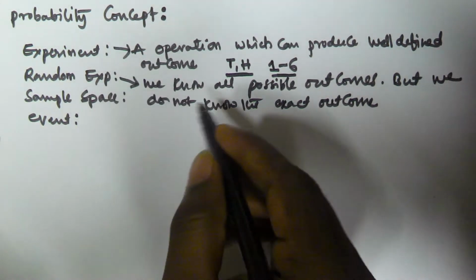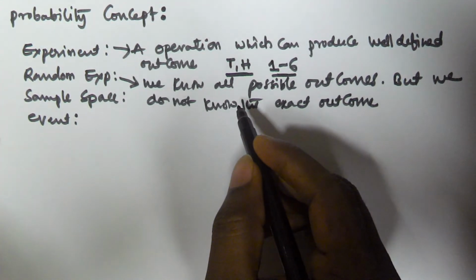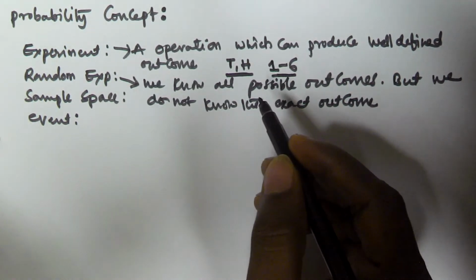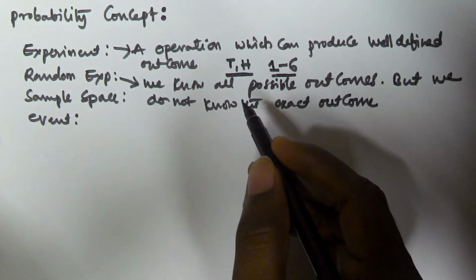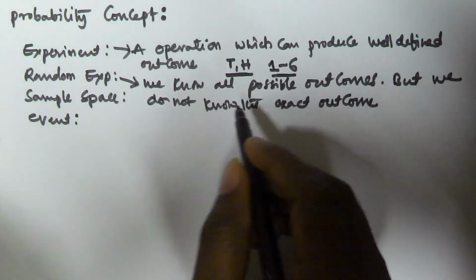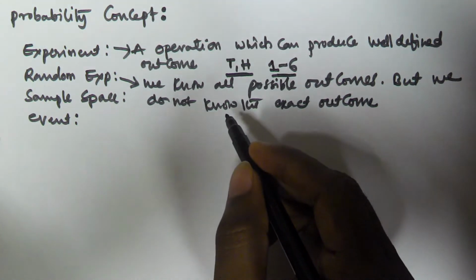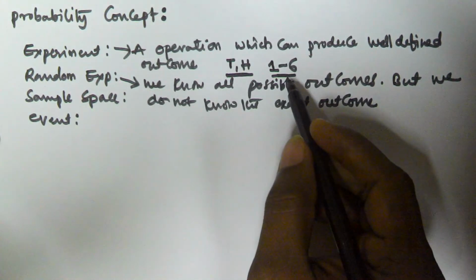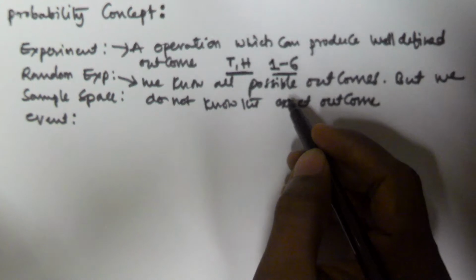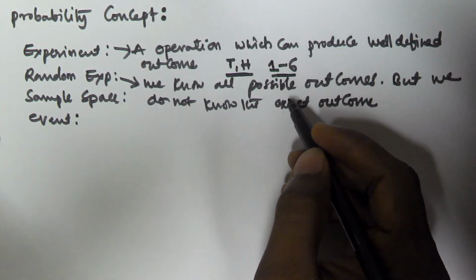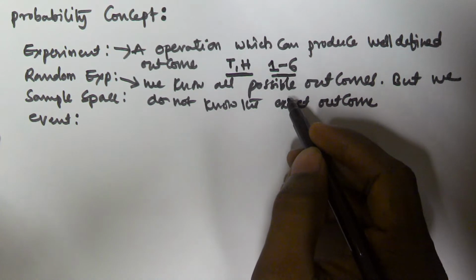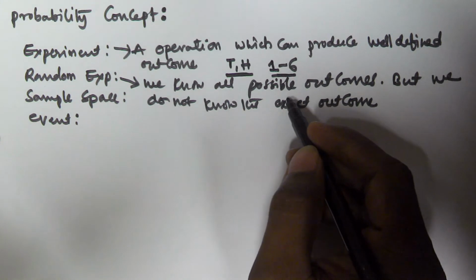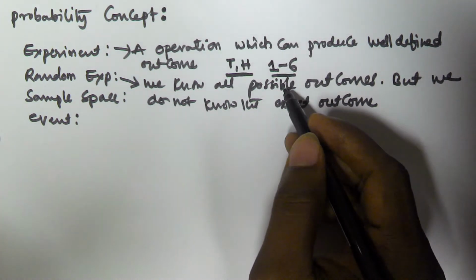So a random experiment is one where we know all possible outcomes of the experiment, but we do not know the exact outcome. For example, tossing a coin. We know the outcome may be tail or head, but we do not know exactly whether tail or head will come. That's why tossing a coin is a random experiment. It is the same with the dice. Whenever we are throwing a dice, we will get 1 to 6. We know all possible outcomes, but we do not know the exact outcome. So that's why these two are examples of random experiment.